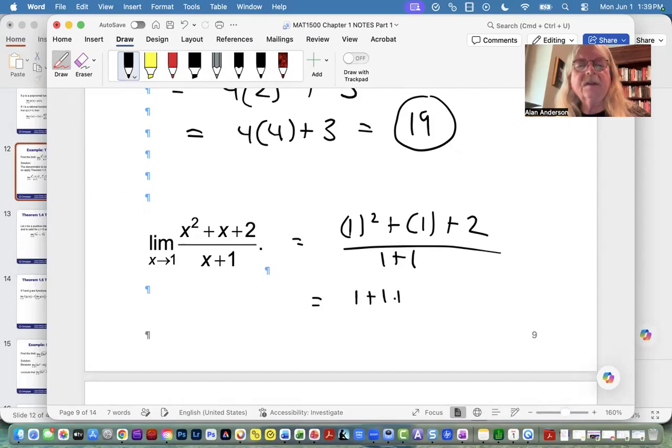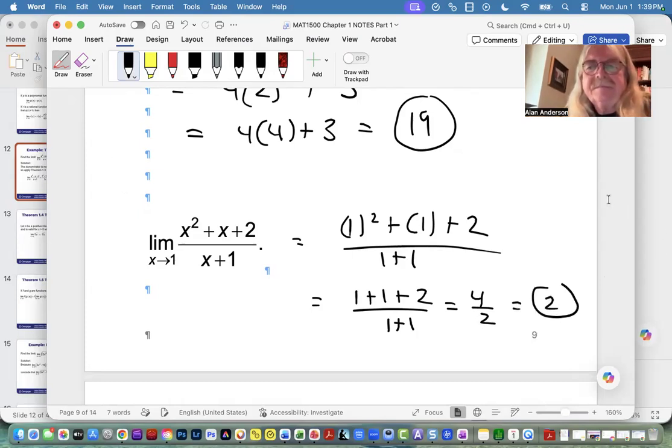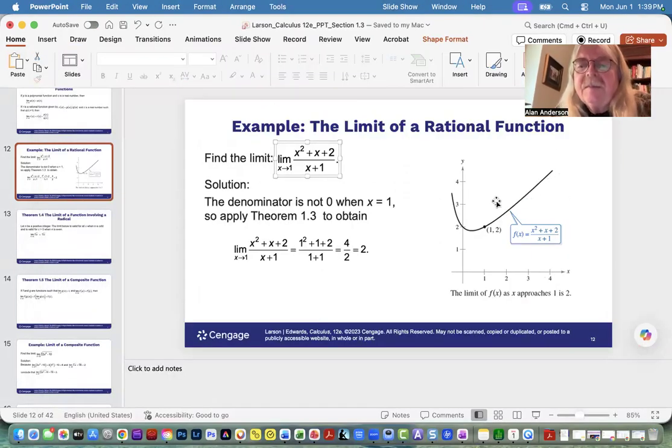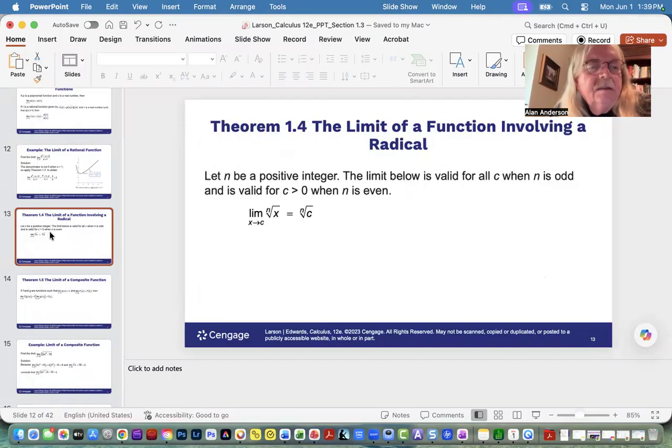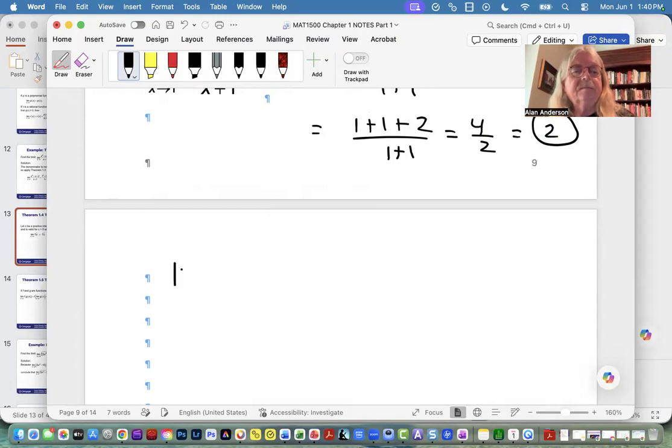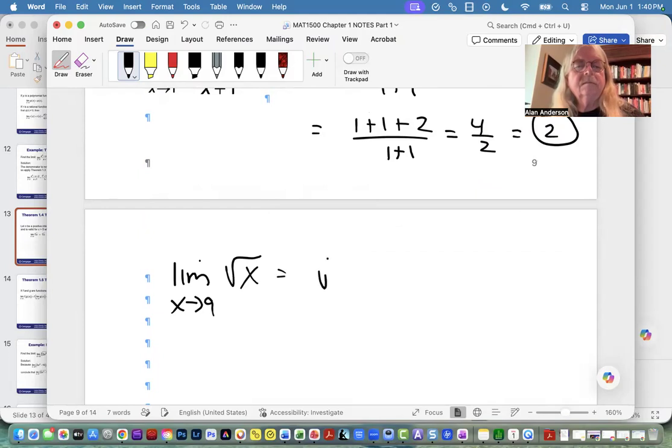Wow, that's all there is to it. And that's it. And then, they're going to show us the curve, and that means we're looking at the point 1 comma 2. Square roots, nothing changes. For example, the limit, again, it's just that simple.